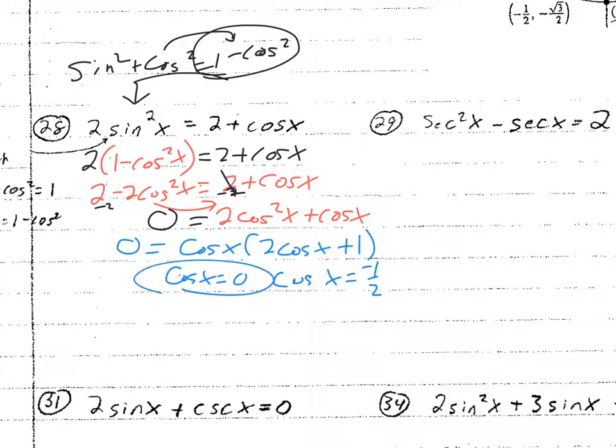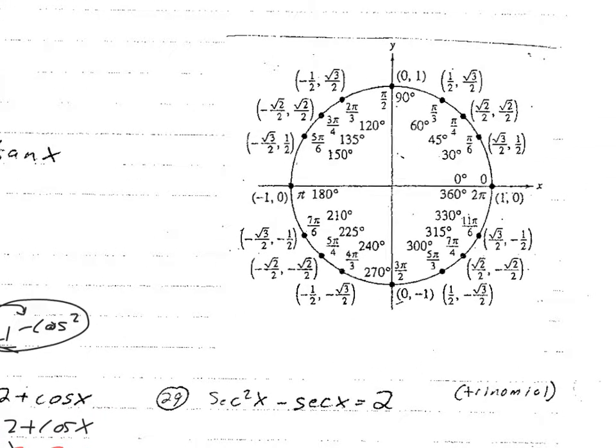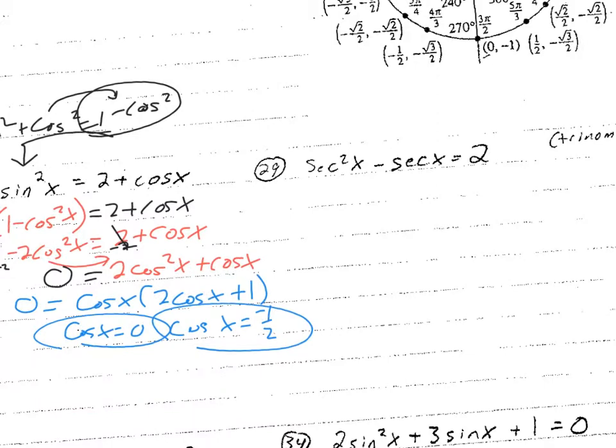So these are the values I now have to look up on the unit circle. I'll slide up here and look at them. So cosine being 0 will happen at pi over 2 and also at 3 pi over 2. Cosine equaling negative 1/2 will be at 2 pi over 3 and then also at 4 pi over 3. So let's go down and write those values.